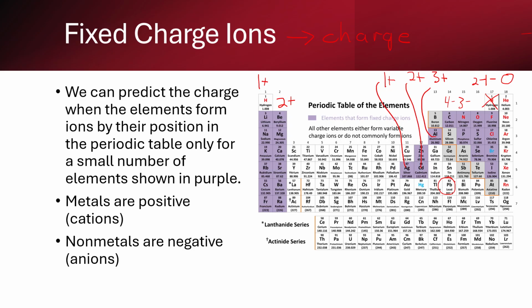Then these 4 other, I often refer to them as the weirdos or the oddballs. These 4 other metals that are in purple here, their charges are the last digits of their group numbers. And then the nonmetals, the halogens are -1 or 1-. The chalcogens are 2-. The nitrogen family is 3-, and carbon's 4-. And vocabulary word, the metals are positive, they make cations. The nonmetals are negative, they make anions.